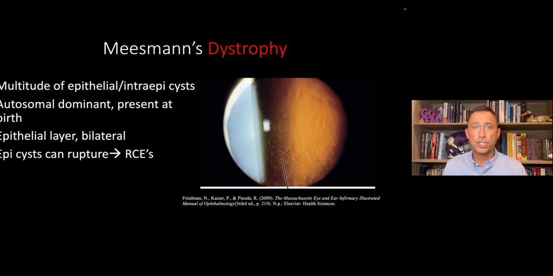Another epithelial dystrophy, not as common, but Meesmann's dystrophy. You can see the image over here on the right. They look like these tiny little cysts. Why would a patient come in and see you with this? One, you may find it on a routine exam, but two, these little cysts can rupture over time. And if they rupture, you'll get recurrent corneal erosions.